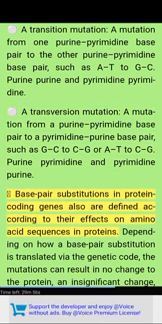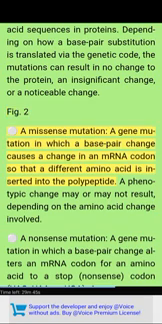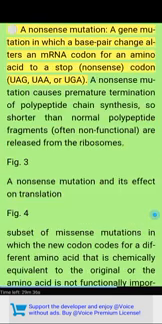Base pair substitutions in protein coding genes also are defined according to their effects on amino acid sequences in proteins. Depending on how a base pair substitution is translated via the genetic code, the mutations can result in no change to the protein, an insignificant change, or a noticeable change. Figure 2. Missense mutation: a gene mutation in which a base pair change causes a change in an mRNA codon so that a different amino acid is inserted into the polypeptide. A phenotypic change may or may not result, depending on the amino acid change involved.